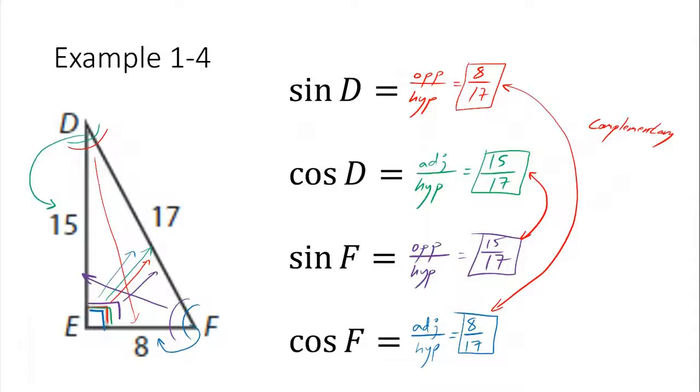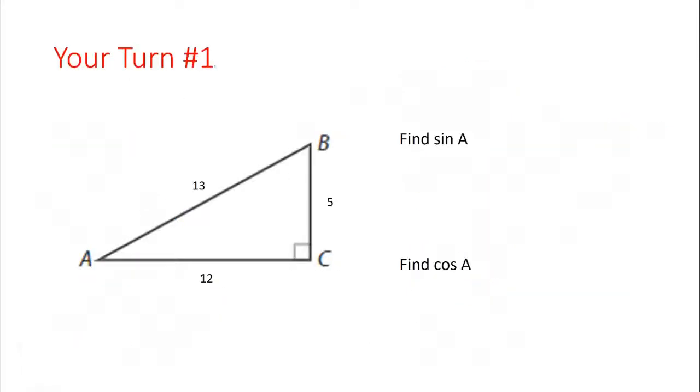Those are complementary angles because, for example, if D was 30 degrees, then angle F would have to be 60. They both have to add up to 90. They have to be complementary, and that's why the ratios have that in common with each other. So just study that and notice the pattern it forms. All right, your turn number one: find sine of A and then find cosine of A.